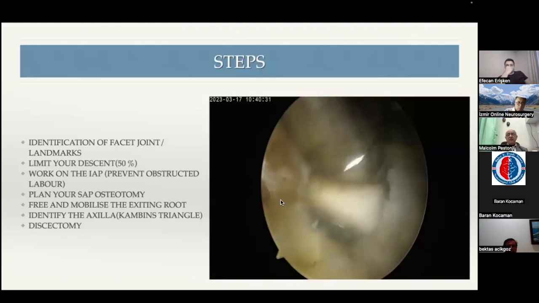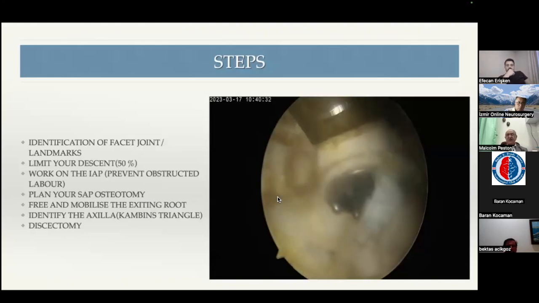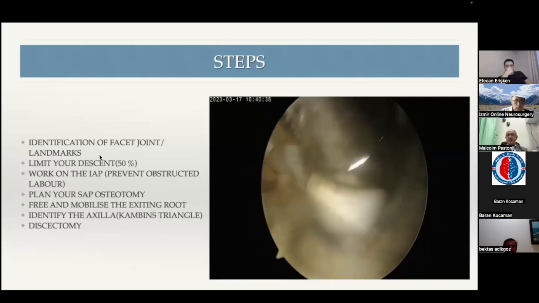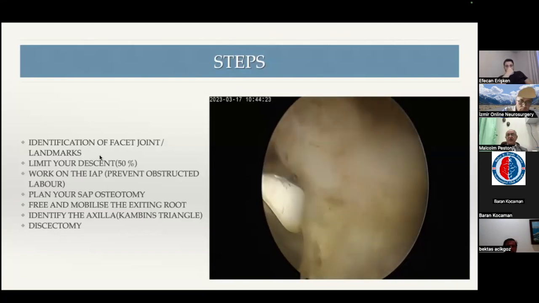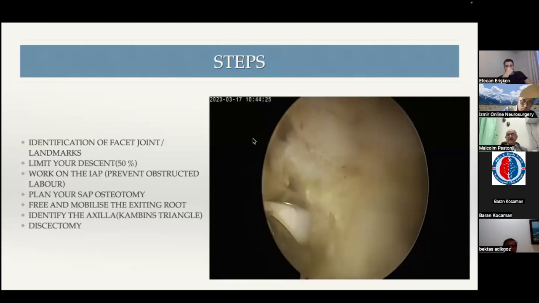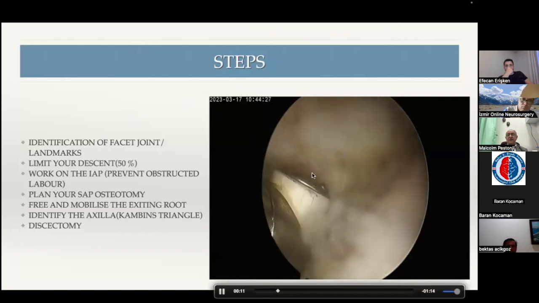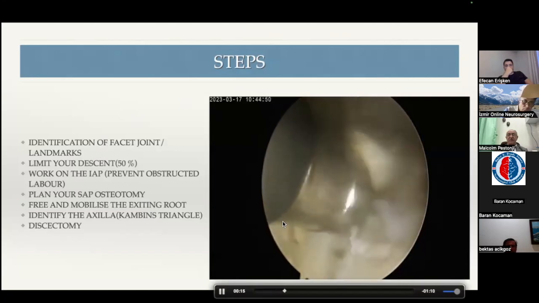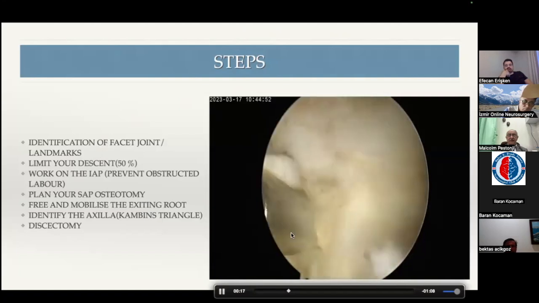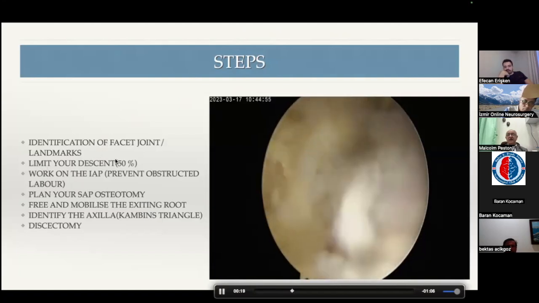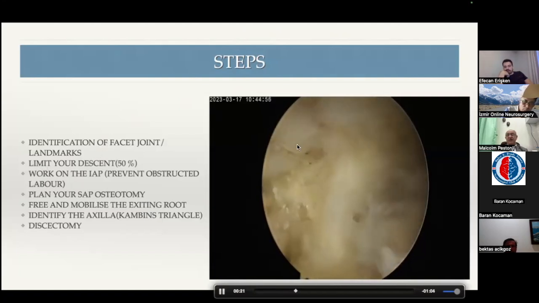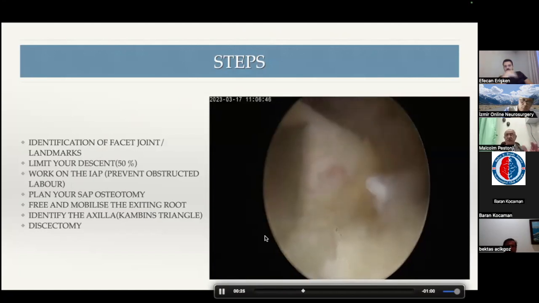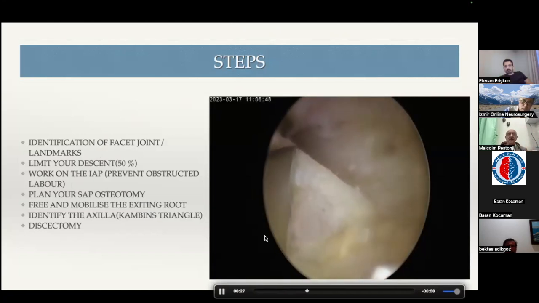Now, what are the steps in the surgery? You have to identify the facet joint. So that is what we are trying to do over here. You can see that we have identified the facet joint over here. This is the transverse process side. This is the IAP. You can see the flavum over here. You must limit your descent to 50% of the IAP. Never go down below the SAP. Avoid that. You never know where your root is shifted.